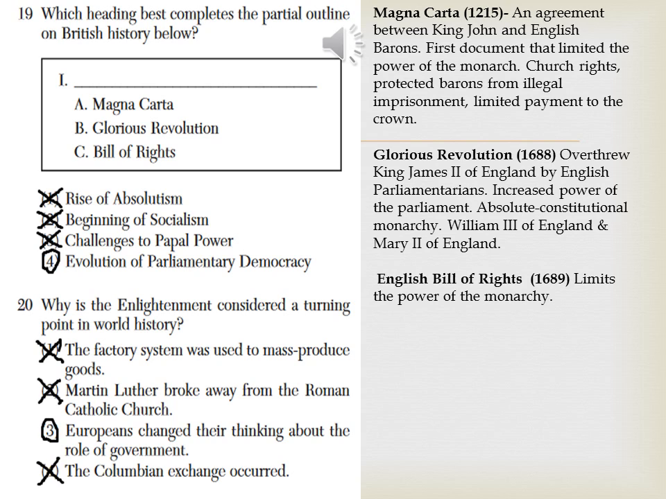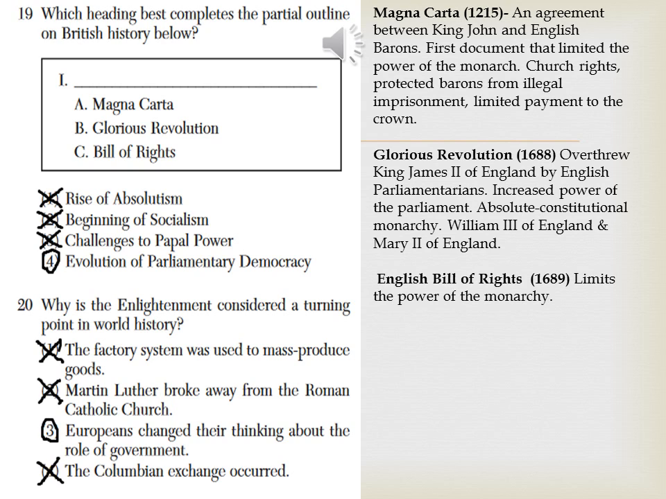And let's go over why, because it's British history. We gotta know a little bit about British history. So the Magna Carta, 1215. It was an agreement between King John and English barons. So it was the first document that limited the power of the monarch.